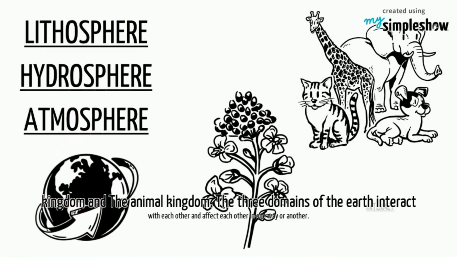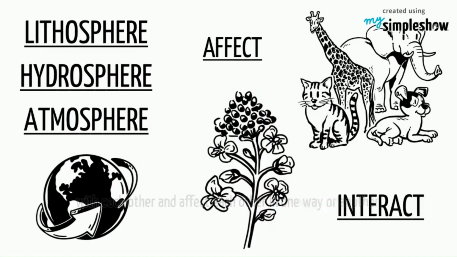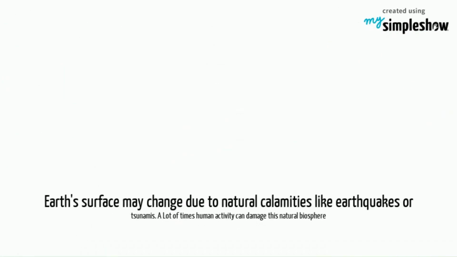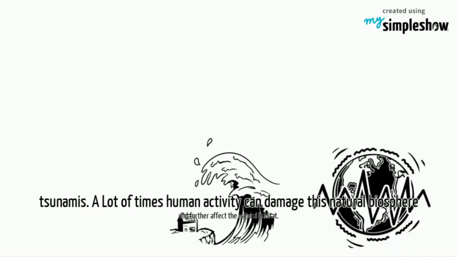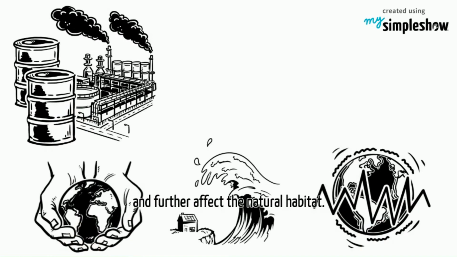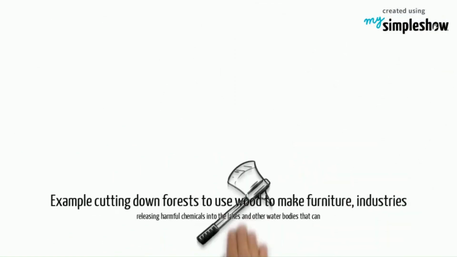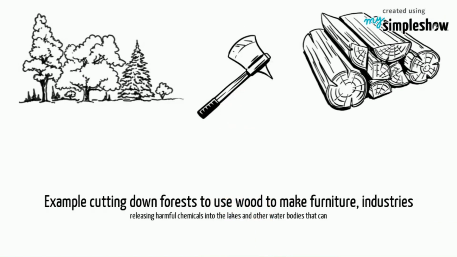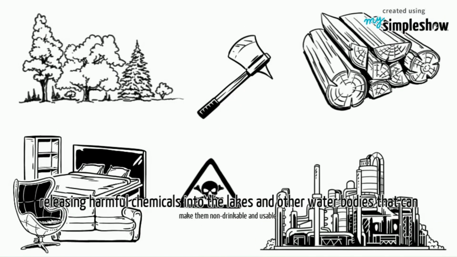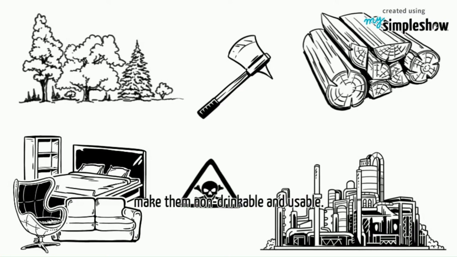The 3 domains of the Earth interact with each other and affect each other in one way or another. Earth's surface may change due to natural calamities like earthquakes or tsunamis. A lot of times, human activity can damage this natural biosphere and further affect the natural habitat. For example, cutting down forests to use wood to make furniture, and industries releasing harmful chemicals into lakes and other water bodies that can make them non-drinkable and unusable.